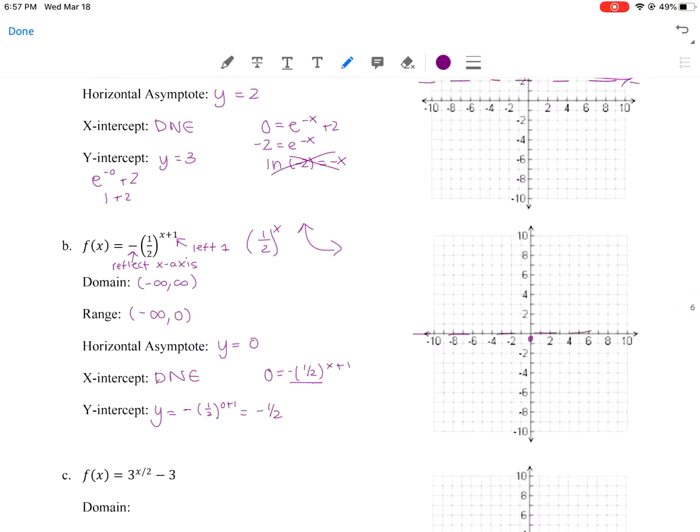I got my asymptote at the x-axis. You're welcome to plug in some more points. For example, if you plug in negative 1, we end up with negative 1. If I plug in negative 2, I end up with negative 2, etc. So your graph ends up looking something like this.